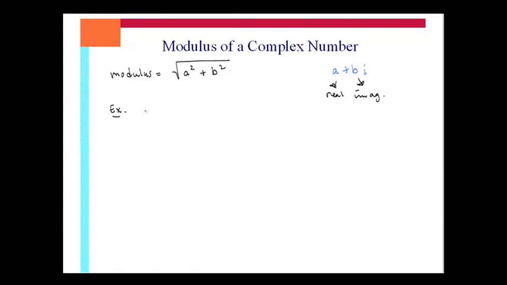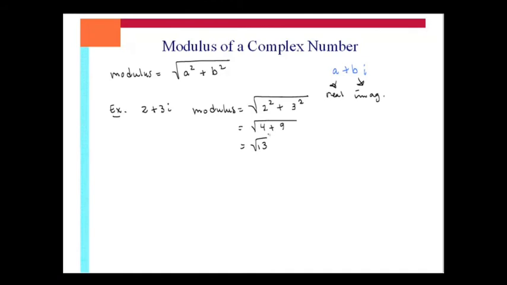In this case, we'll use 2 plus 3i. The modulus then would be the square root of the real part, 2 squared, plus the imaginary part squared. Now we don't include the i, just the b part, so 3 squared. So we have the square root of 4 plus 9, or the square root of 13. That's what we mean by a modulus.